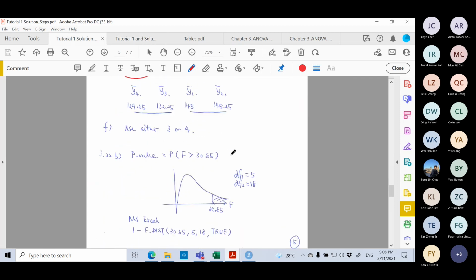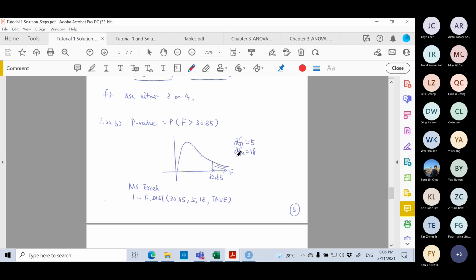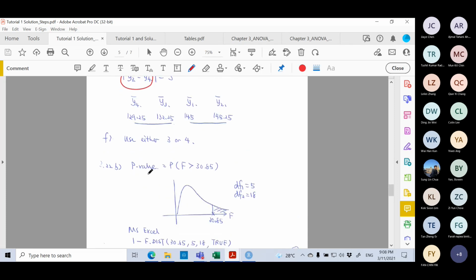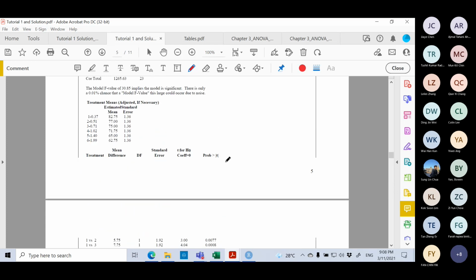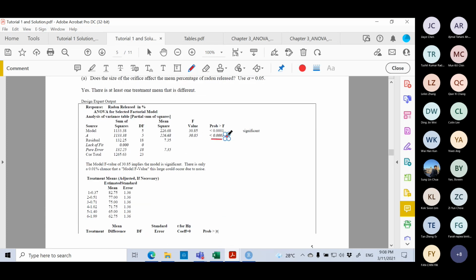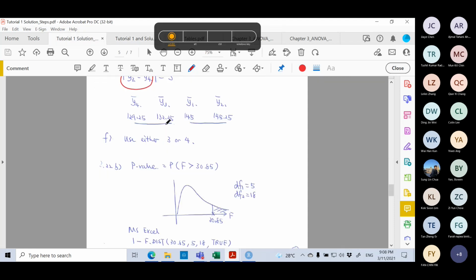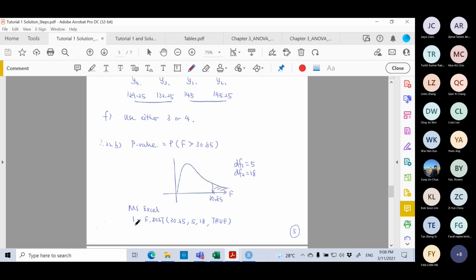I have written it here for question number 3.22. If you want to get the p-value, actually the p-value is the probability that F is greater than 30.82. How do I get 30.82? It is from the test in the ANOVA table here. I want to get the p-value for 30.82. If you don't have any software, of course you can just use MS Excel. I use 1 minus the F distribution of 30.82 with the degrees of freedom, and then TRUE stands for the cumulative, because they want to find the CDF. Then you can get your probability using this software. If you're using other software, it's up to you.